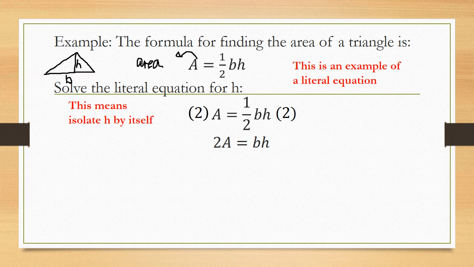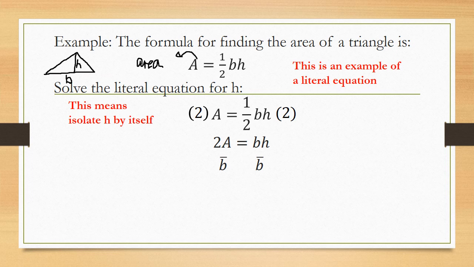Now, I'm almost there, but not completely, because I still have B to get rid of, which is attached to the H. And as you can see, B is multiplied by the H. So to get rid of B, I need to do the opposite. And the inverse, or the opposite of multiplication, is division. So I'm going to have to divide both sides by B.